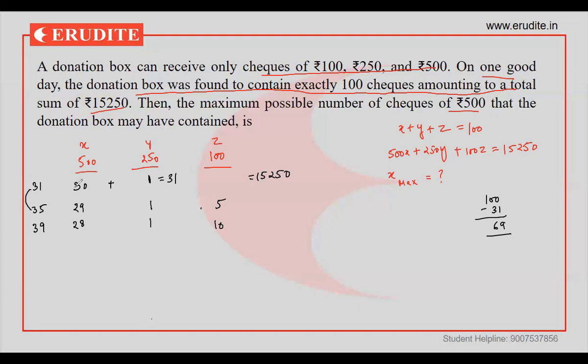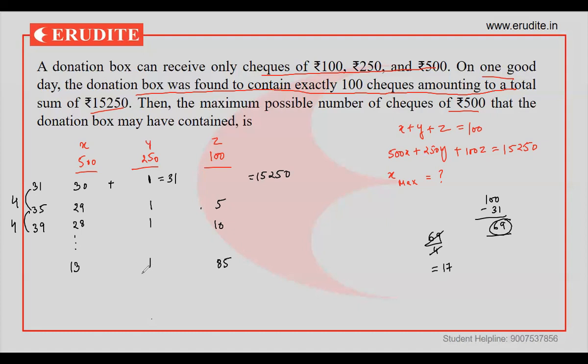So every time I'm decreasing one 500 check, the total number of checks increases by 4, right? And how much should I increase this? Because initially the total number of checks was 31, it should be 100, so I have to increase it by 69. So how many checks do I have to remove from the 500? It will be 17 checks, right? So if I'm decreasing 500 checks by 17, it will remain 13 checks, and one 500 check is equal to five 100 checks, right? So 17 500 checks will be equal to 85 checks of 100.